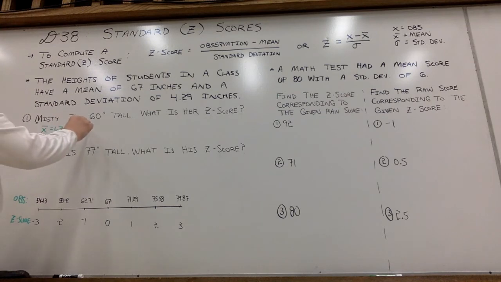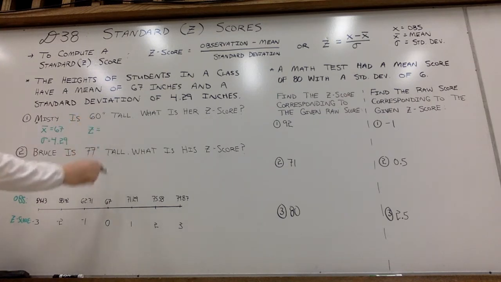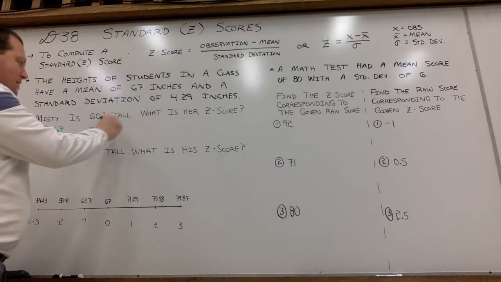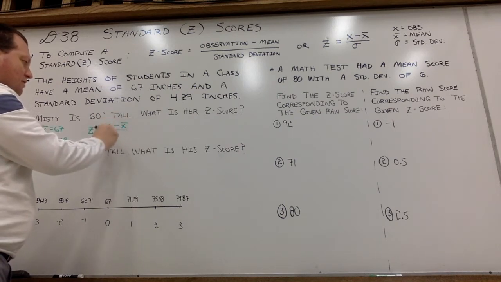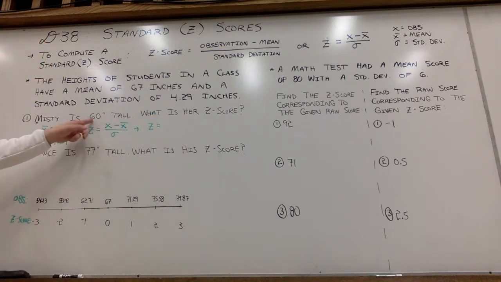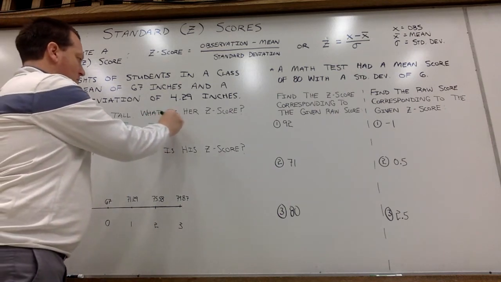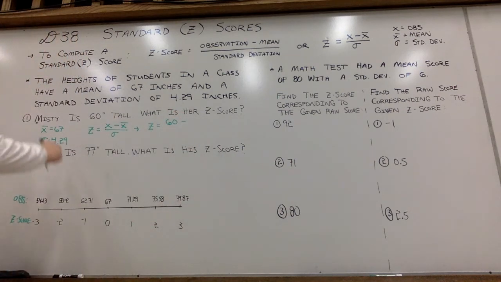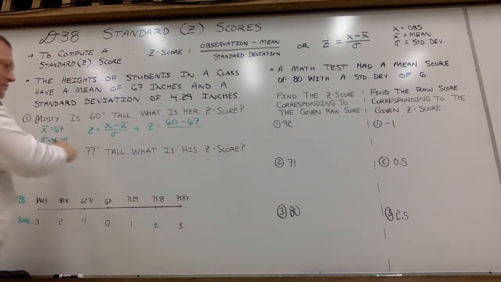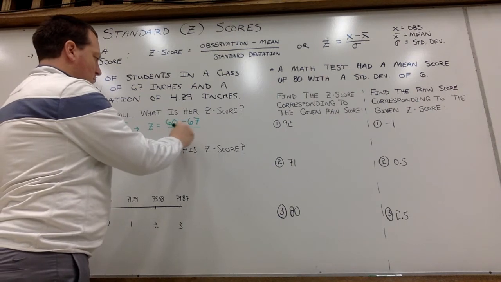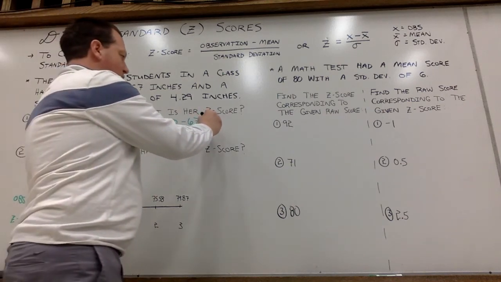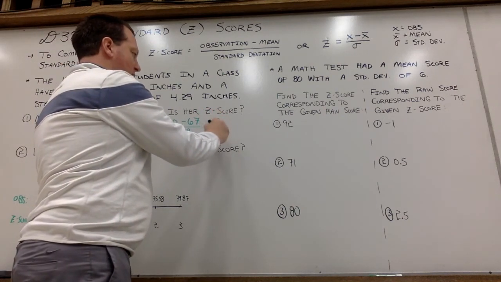All right, so let's find Misty's z-score. It's equal to the observation minus the mean, over the standard deviation. So in Misty's case, her z-score is the observation 60 minus the mean, which is 67, divided by the standard deviation of 4.29. I'm going to take 60 minus 67, which is -7, divided by 4.29.